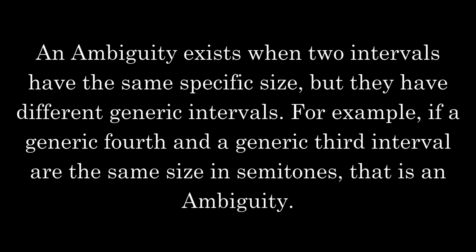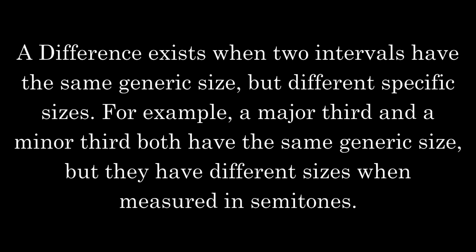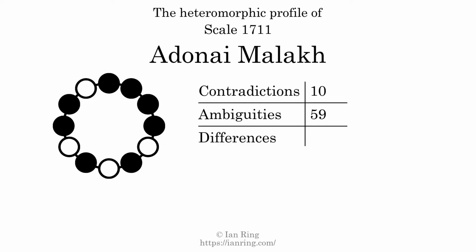An ambiguity exists when two intervals have the same specific size, but they have different generic intervals. For example, if a generic fourth and a generic third interval are the same size in semitones, that is an ambiguity. The number of ambiguities in this scale is 59. A difference exists when two intervals have the same generic size, but different specific sizes. For example, a major third and a minor third both have the same generic size, but they have different sizes when measured in semitones. The number of differences in this scale is 137.